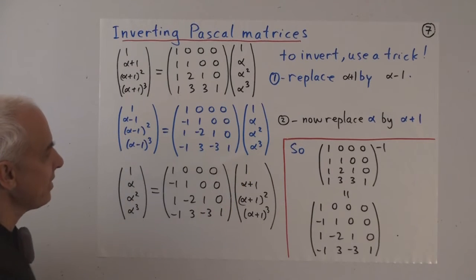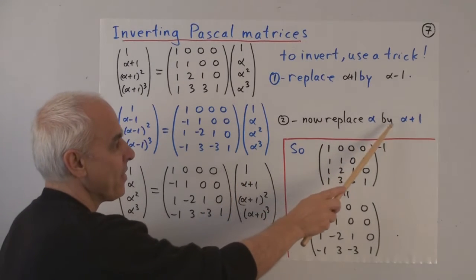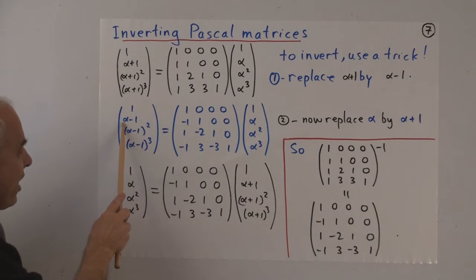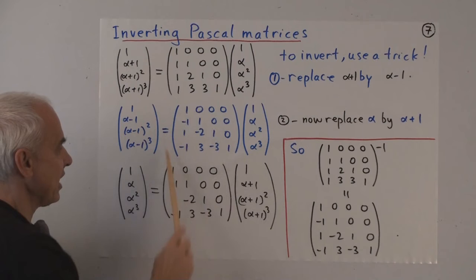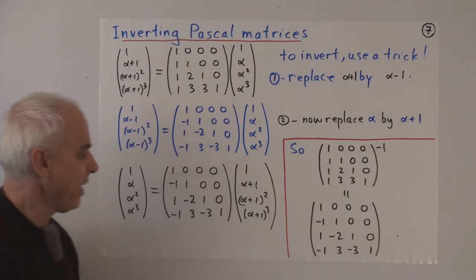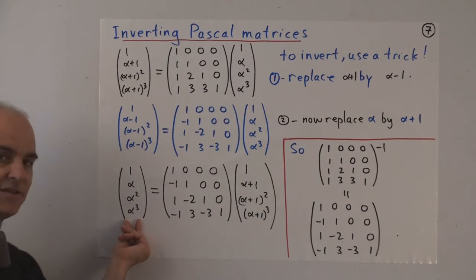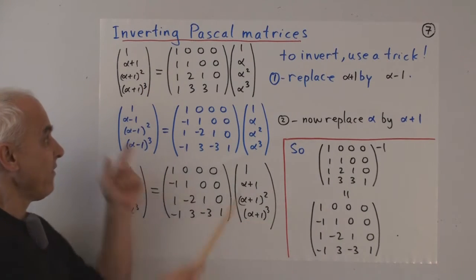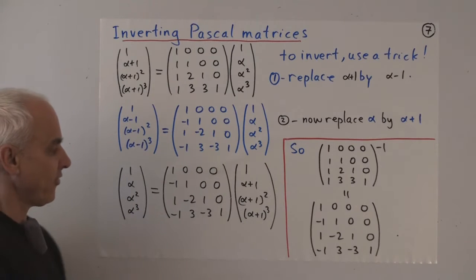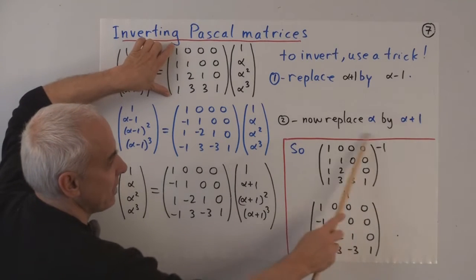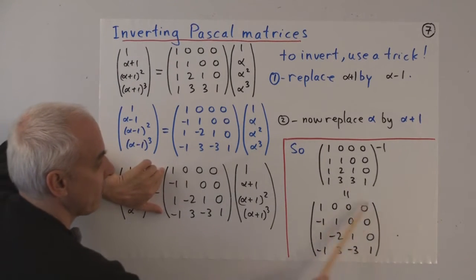Okay, so what do we do now with this thing? Now with this thing, we just replace alpha by alpha plus 1. So alpha goes to alpha plus 1. So this becomes alpha squared, this becomes alpha cubed. This matrix stays where it is. And these terms over here become alpha plus 1 squared, alpha plus 1 cubed. And we've got exactly the original basis vectors in terms of the Taylor basis vectors over here that we wanted. We've inverted this relationship to get this one. So we can conclude that the inverse of this matrix is in fact this matrix.